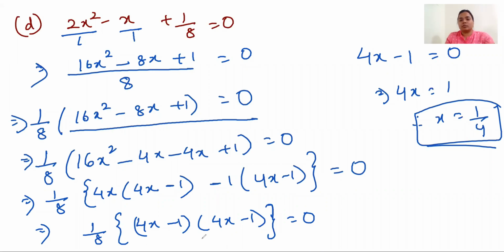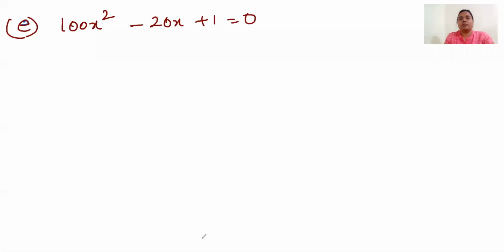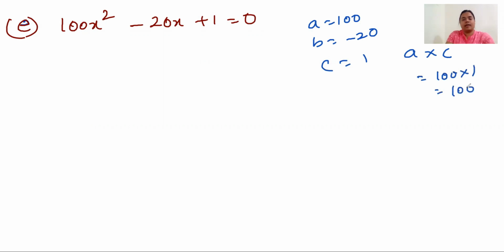Okay, so let's go to the next question. Fifth question is 100x square minus 20x plus 1 is equal to 0. In this case, a is 100, b is minus 20 and c is 1. Same step, a into c, that will be 100 into 1, that is 100. Again, we don't have to leave the minus sign. Factorize 100.